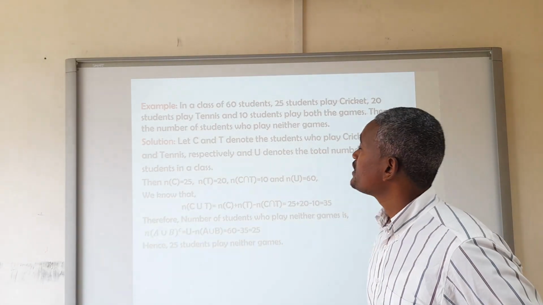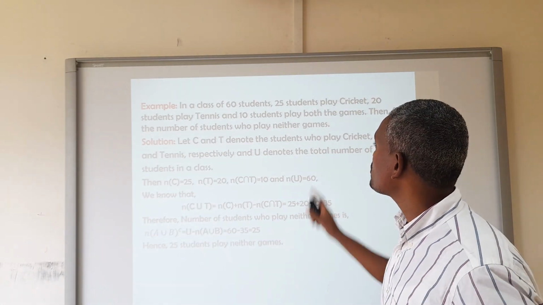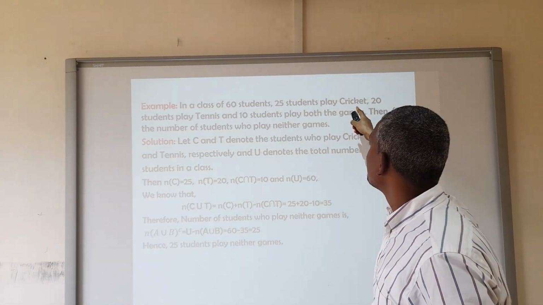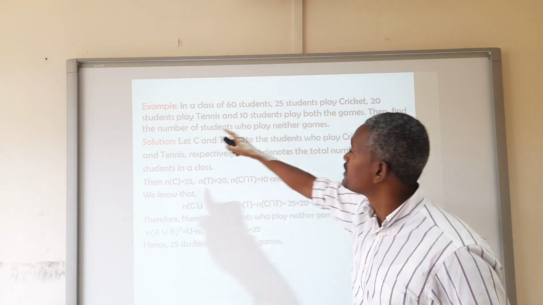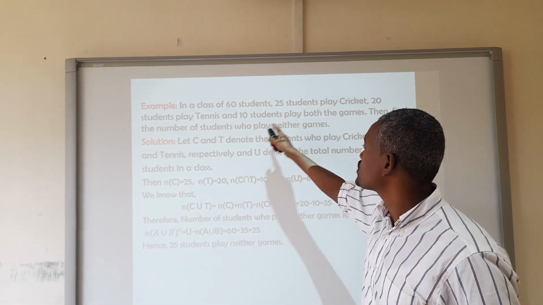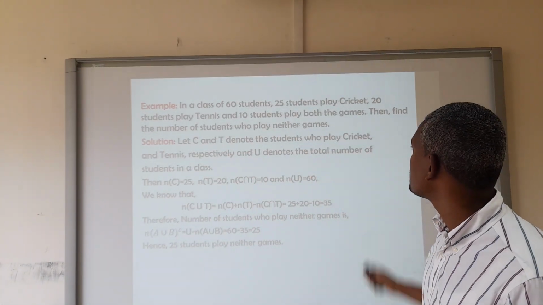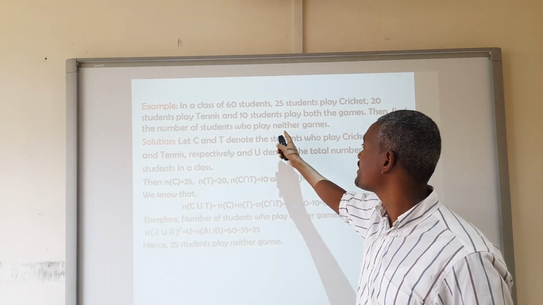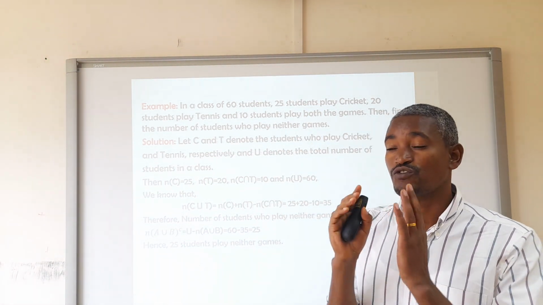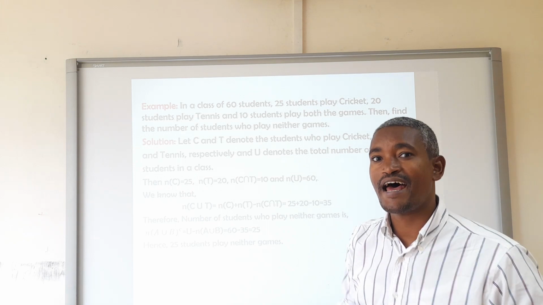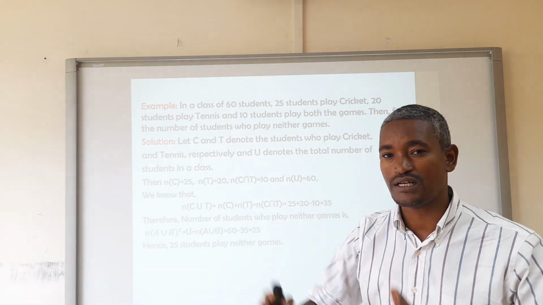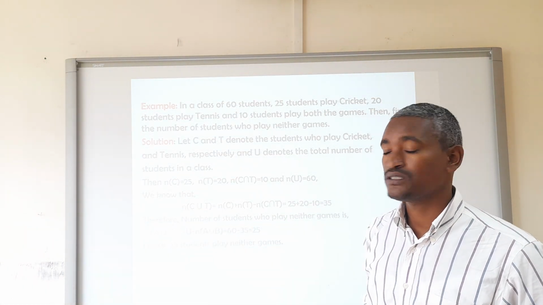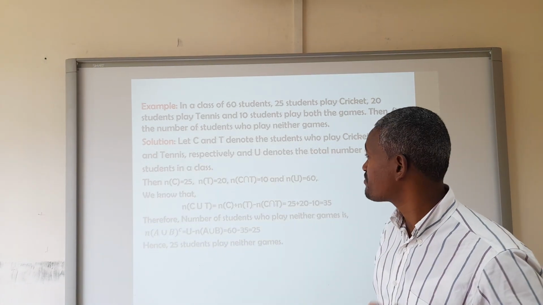For example, in a class of 60 students, 25 students play cricket, 20 students play tennis, and 10 students play both games. Then find the number of students who play neither game. Have you seen? Find the number of students who play neither game. It's not either or, it is neither nor.